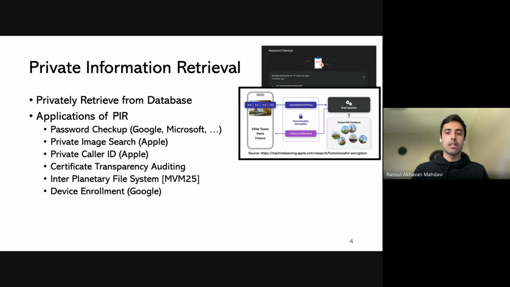A more recent application that was done by Apple is Private Image Search, which allows users to check or cross-reference some of their images with a database of landmarks that Apple has curated. And under the hood, to do this check, Apple uses a combination of private information retrieval and homomorphic encryption to do that.